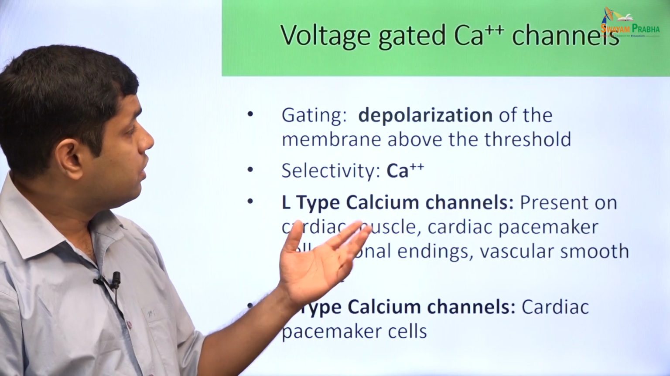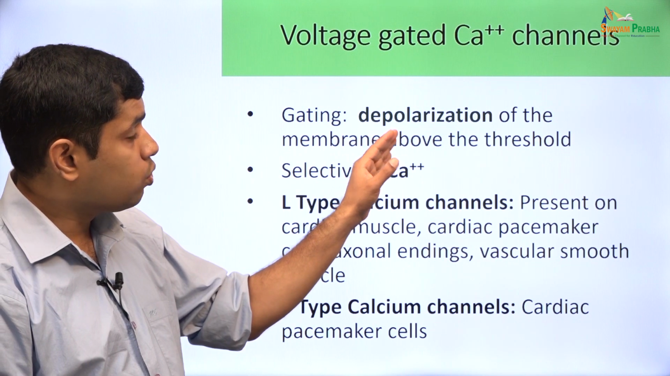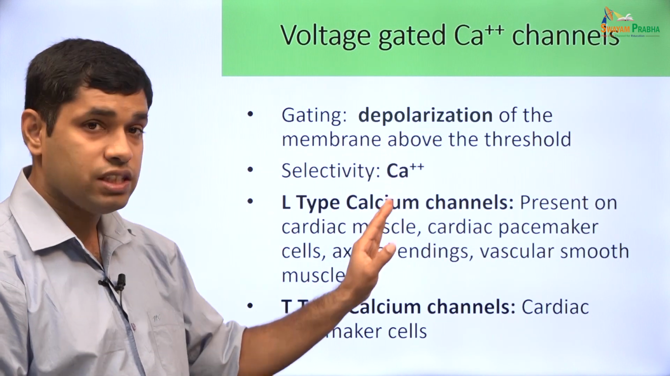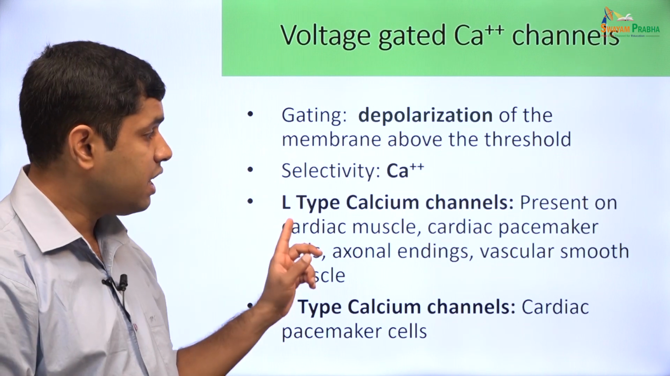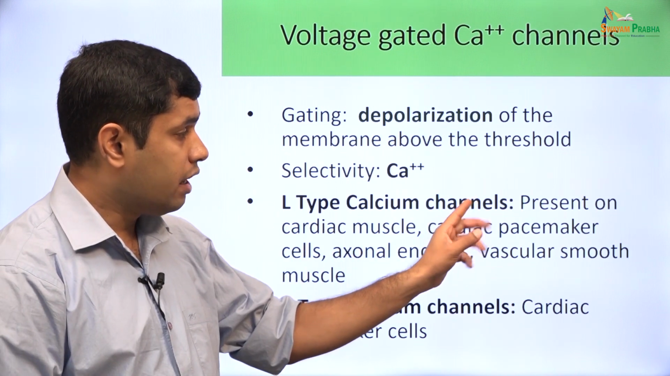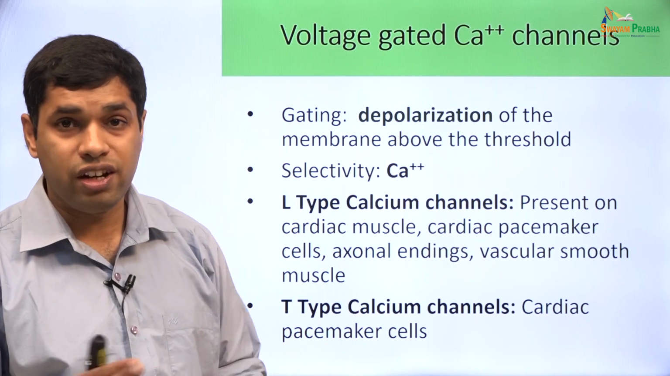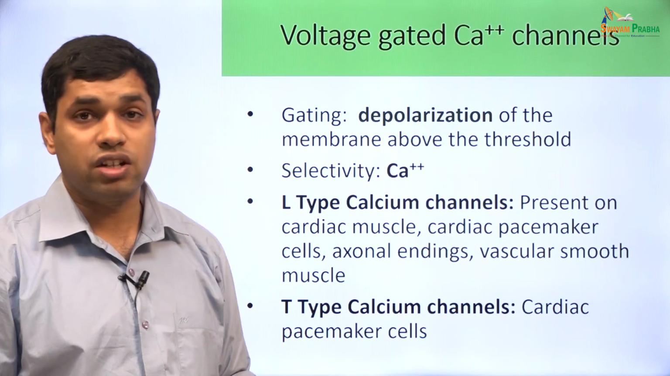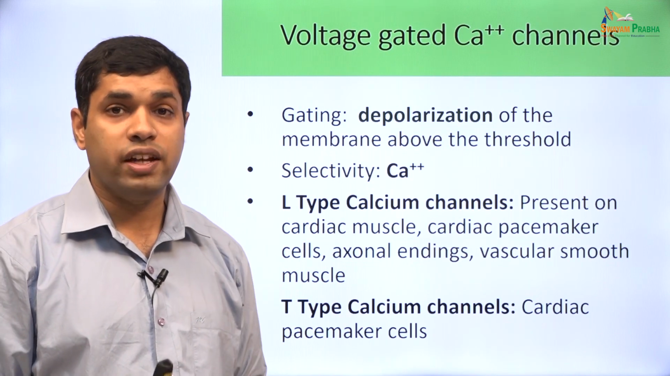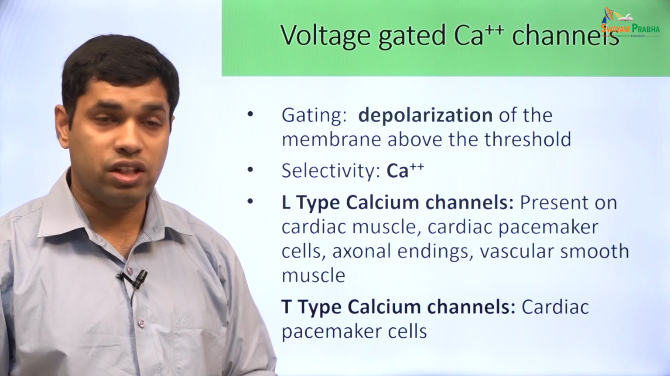We know that these are voltage-gated. These are open with depolarization. They are selective for calcium. There are two types that are described. One is the L-type calcium channel, L for long-lasting, or a longer effect that it has, and the T-type calcium channel, which is a transient channel, where its effect, its opening, is only transient.